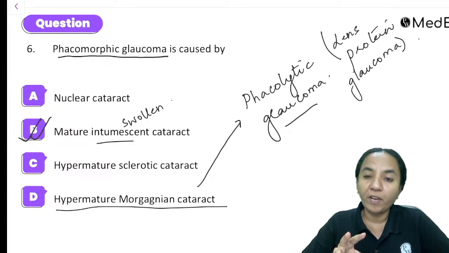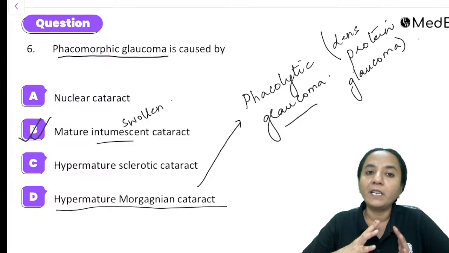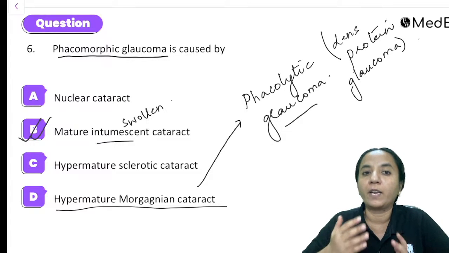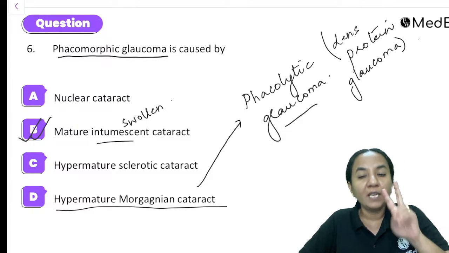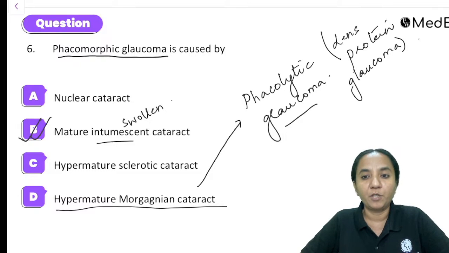However, phacomorphic glaucoma is caused by mature intumescent cataract, where a swollen lens pushes the iris forward and closes the angle. Both are very commonly asked MCQs. Phacomorphic, mature intumescent; phacolytic, hypermature Morgagnian.